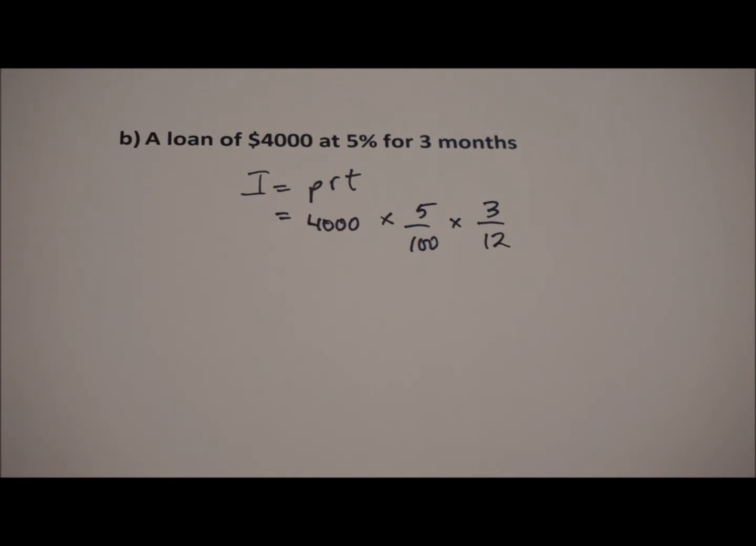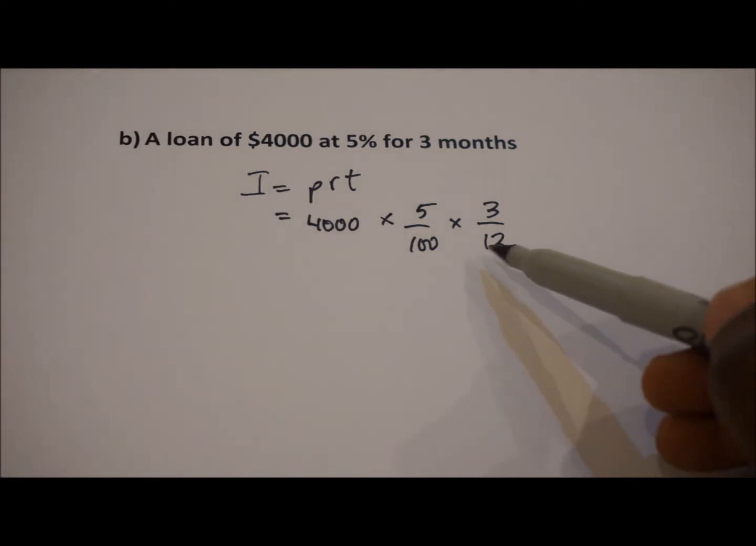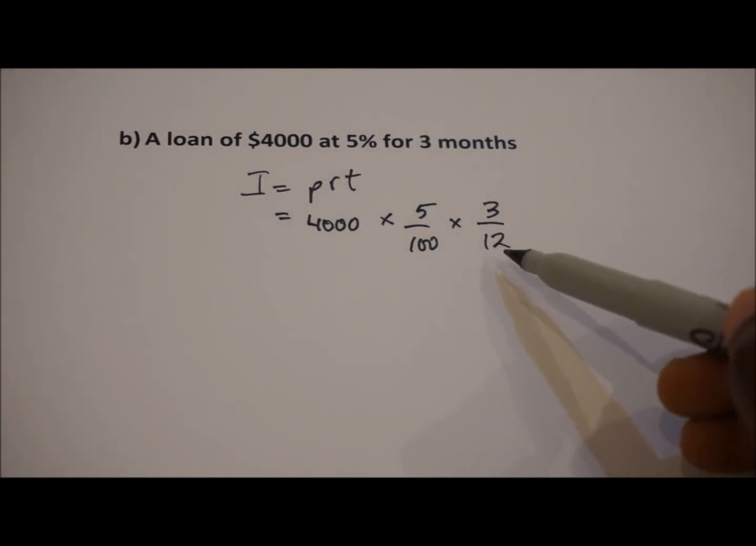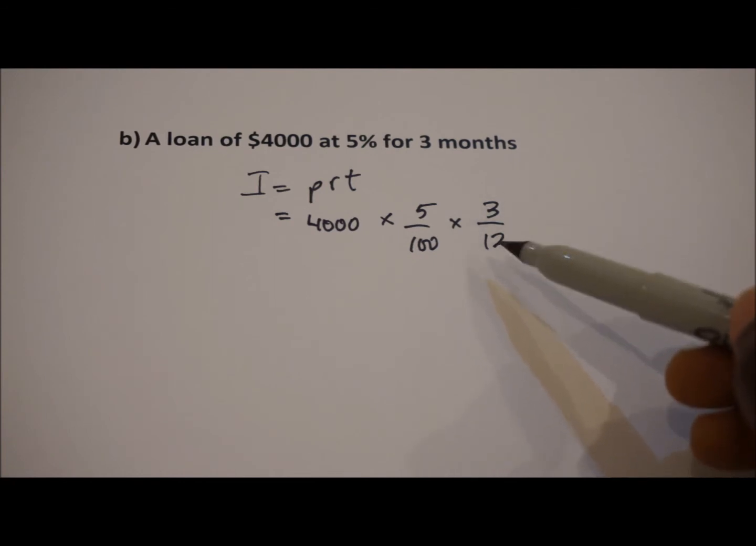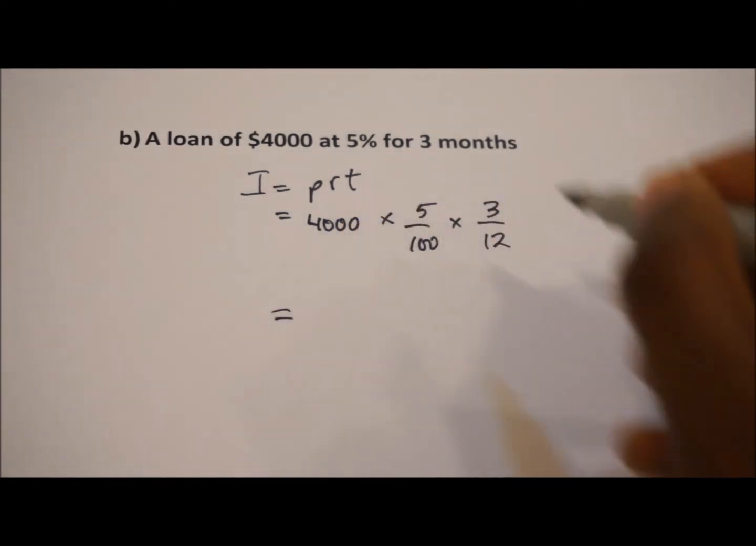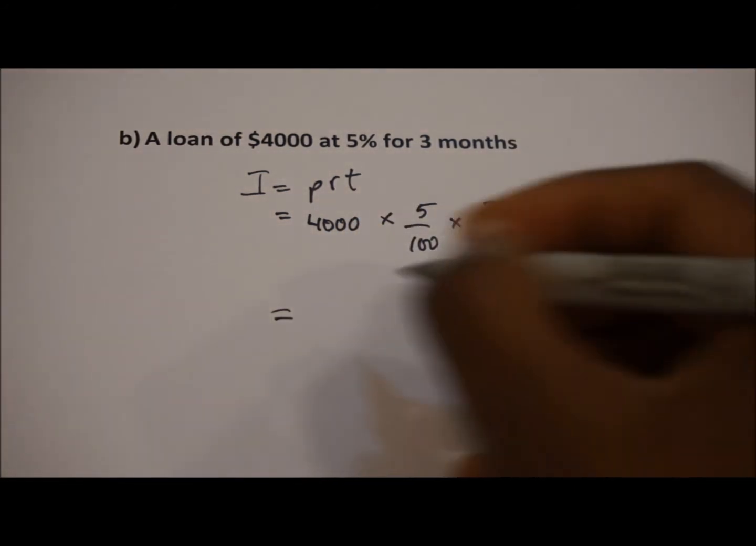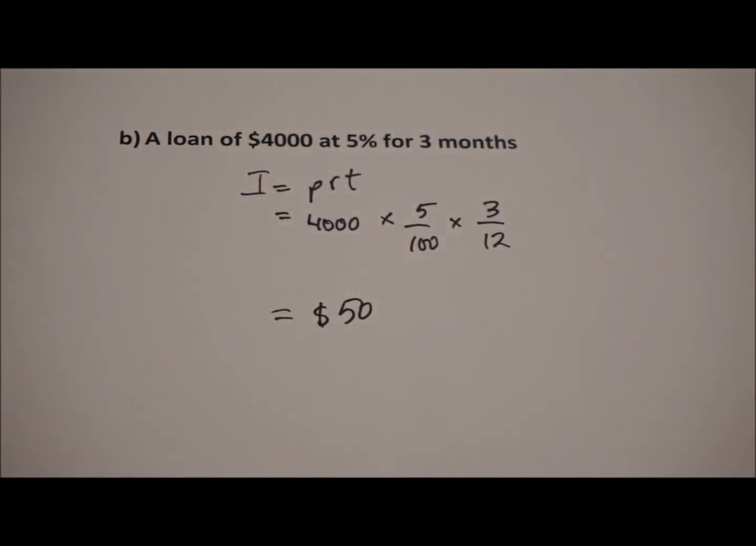That would have been the simplest method to do it, but I put in the 12 so that you can see that the 12 represents the 12 months that make up the year that we have. And from here, some quick cancelling out will get you to your answer fairly quickly. If you do your cancelling out, you should end up with $50. So the interest that is paid on that loan for the 3 months will be $50.